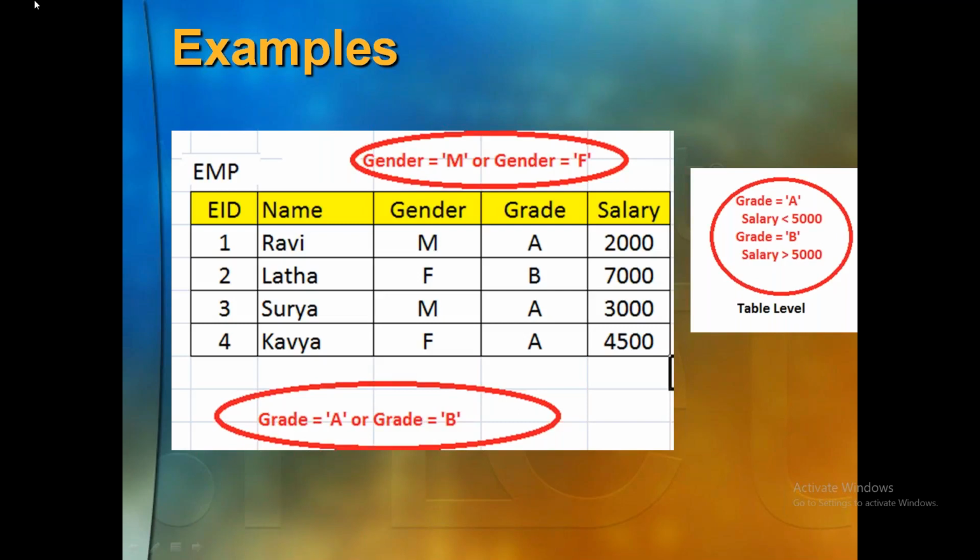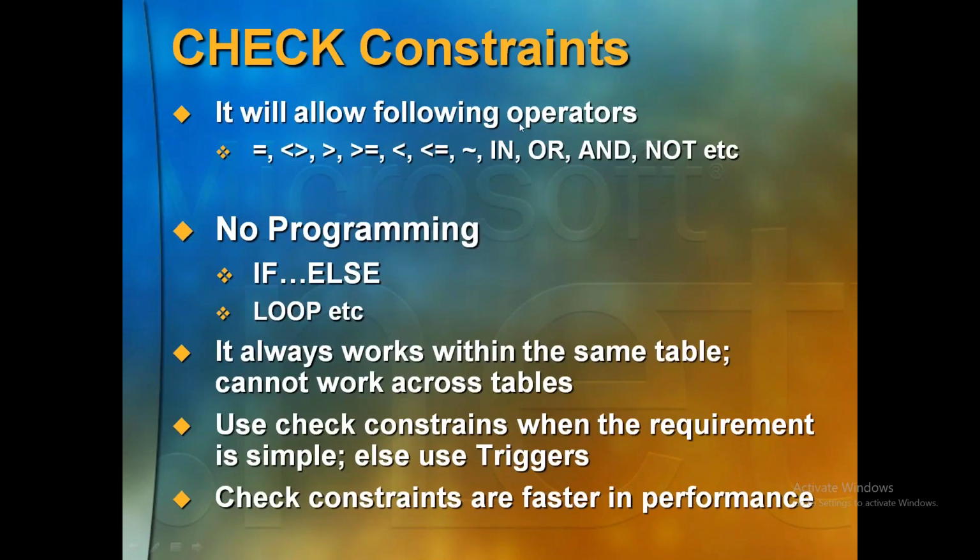We cannot use primary key, foreign key, all of them. You have to write the check constraint. Clear? So check constraint means it will allow only the following operators. You can write a lot of expressions. Loops and programming cannot be implemented. You don't know what a programming is.